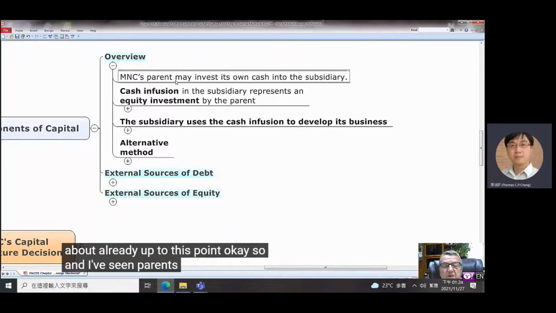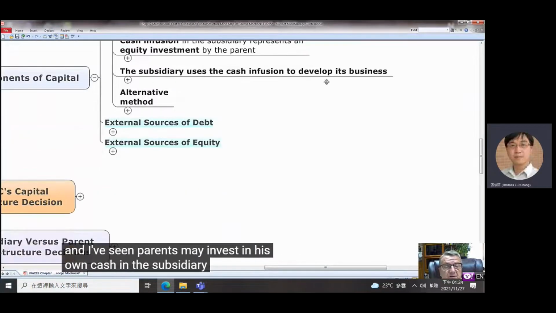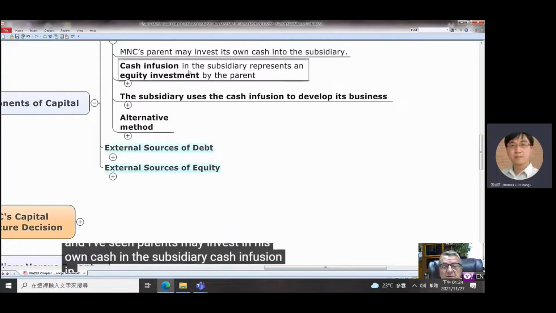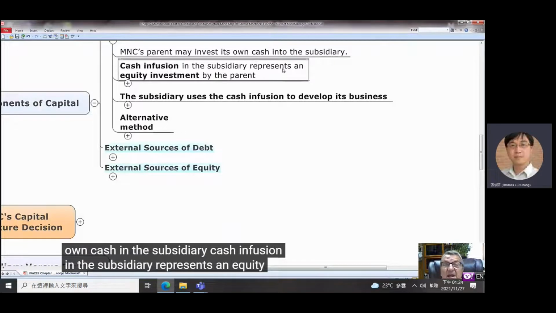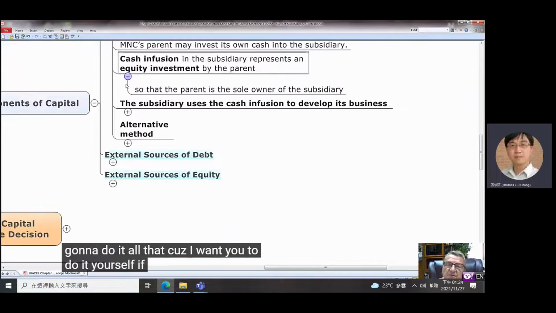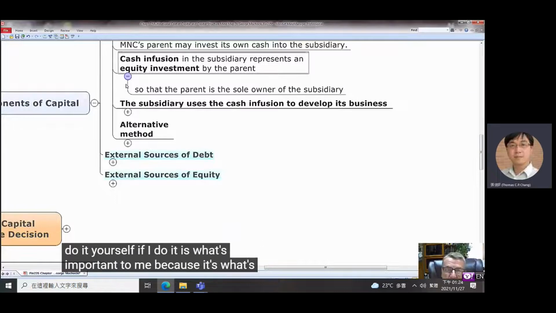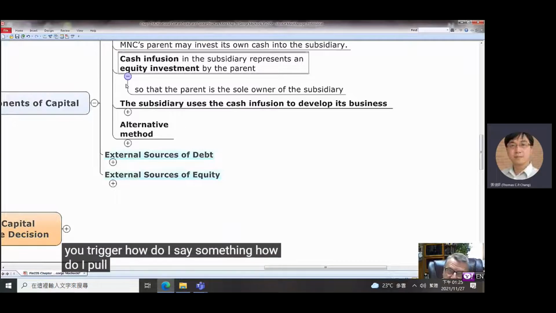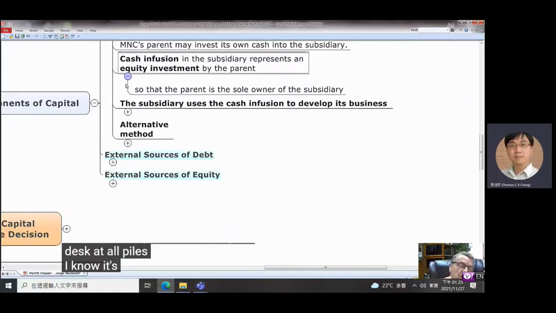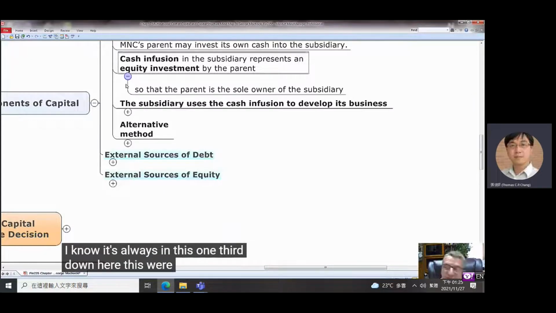Okay, so the MNC parent may invest its own cash in the subsidiary. Cash infusion in the subsidiary represents an equity investment. So I just write cash infusion, equity. I'm not going to note it all, because I want you to start doing it yourself. What's important to me is not what matters; it's what's important to you to remember. It's how you trigger it: how do I pull it back when I need it on an exam? I need keywords, and then all of a sudden your mind starts going like trying to find a file in your cabinet or in your desk. I know it's always in this third down here. That's where I left it.